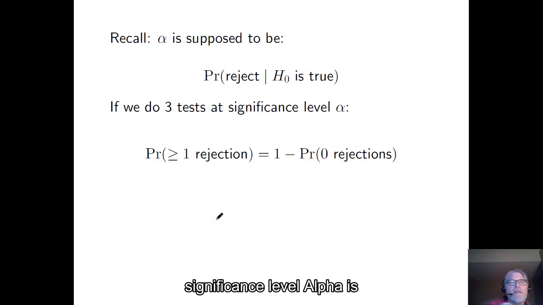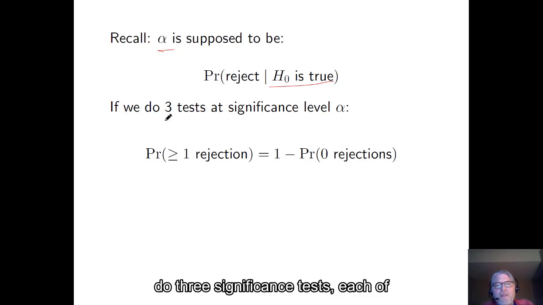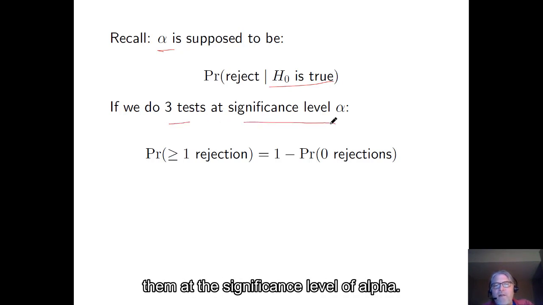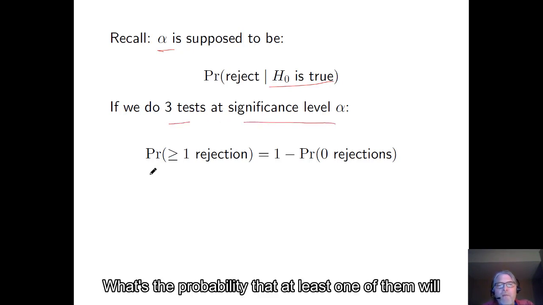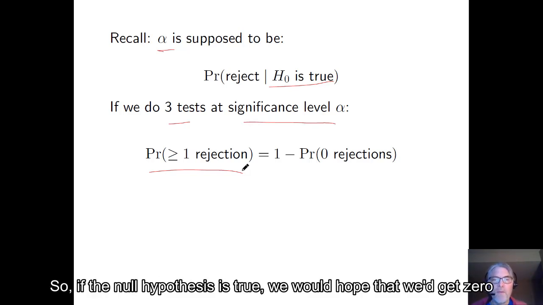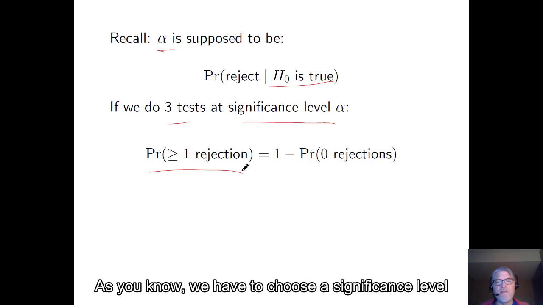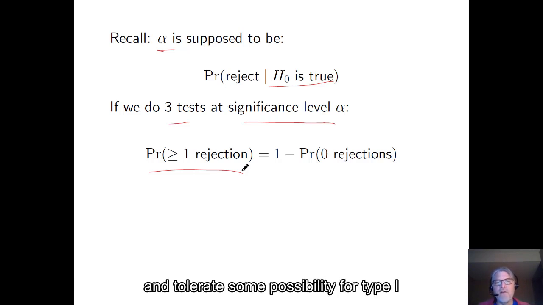But recall that the significance level alpha is supposed to be the probability of rejecting the null hypothesis even when the null hypothesis is true. So if we do three significance tests, each of them at the significance level of alpha, what's the probability that we will have a rejection in at least one of them when the null hypothesis is true? If the null hypothesis is true, we would hope that we'd get zero rejections. But of course, we have to choose a significance level and tolerate some possibility of a type 1 error.